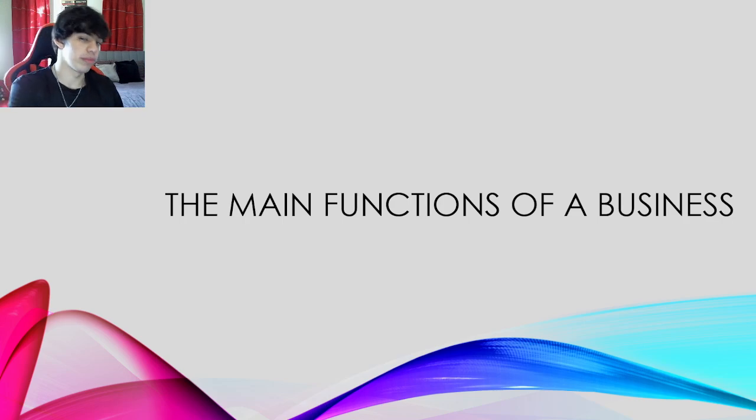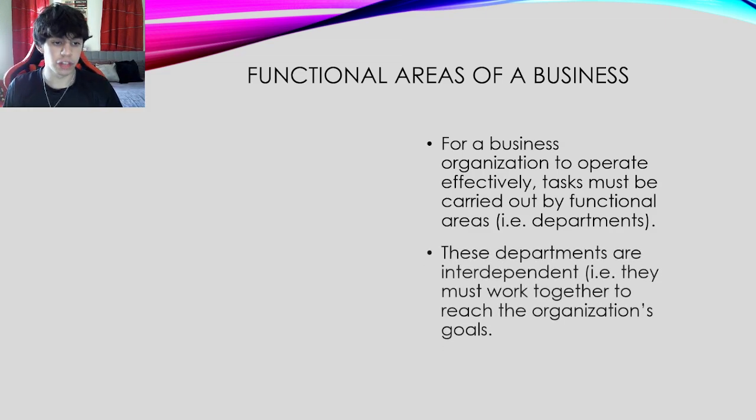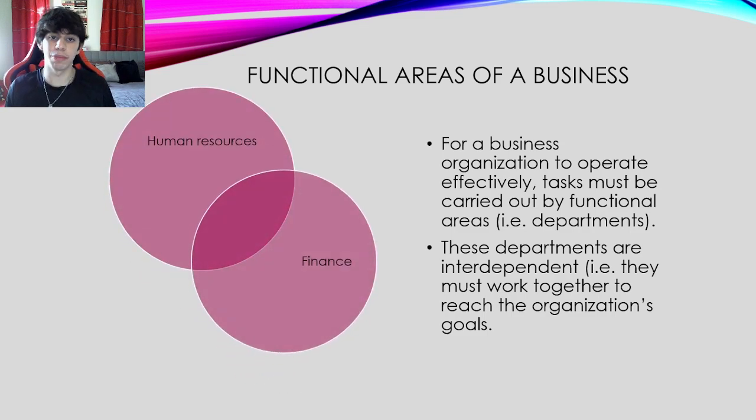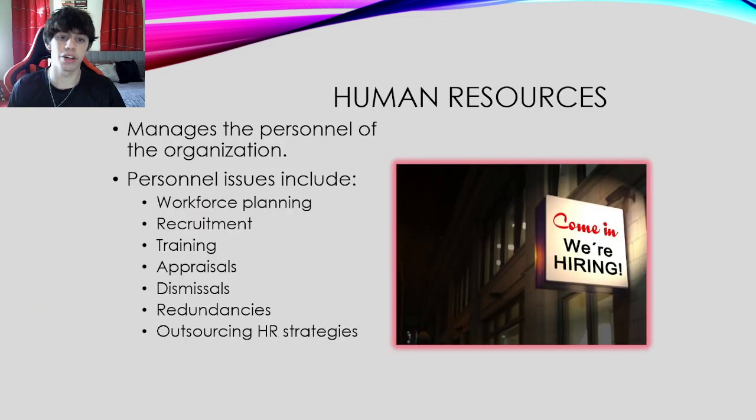To the main functions of a business. So functional areas of a business. For a business organization to operate effectively, tasks must be carried out by functional areas, for example, departments. These departments are interdependent and they must work together to reach the organization's final goals. So the four departments are human resources, finance, operations management, and marketing.